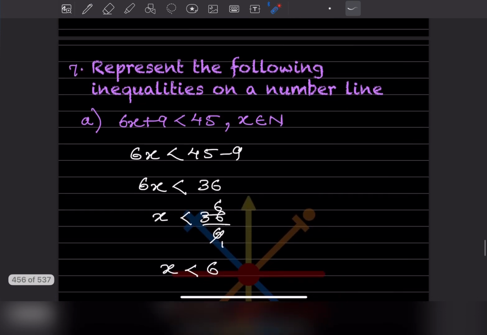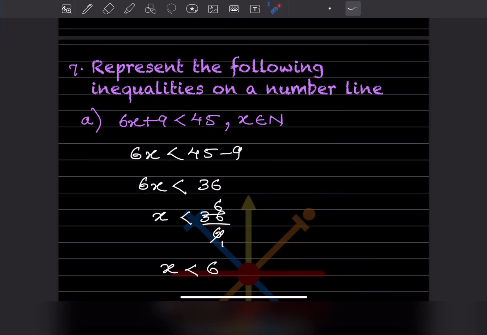Now represent the following inequalities on a number line. So again, this is given. So now here you can see 6x plus 9 is less than 45. x belongs to N. N means this is a natural number.